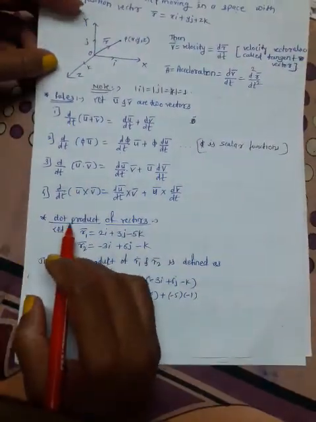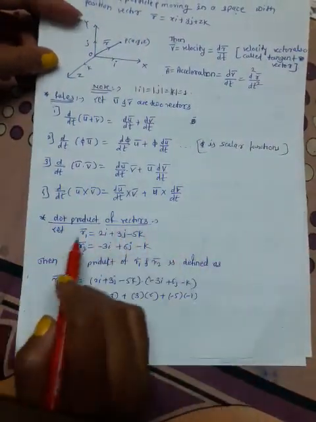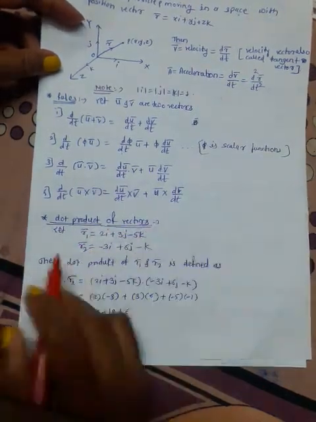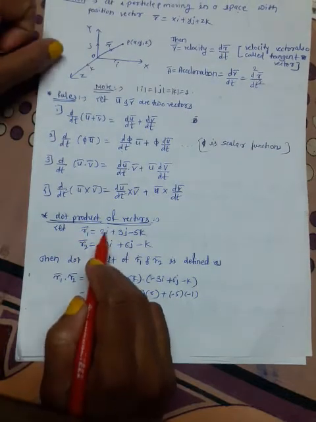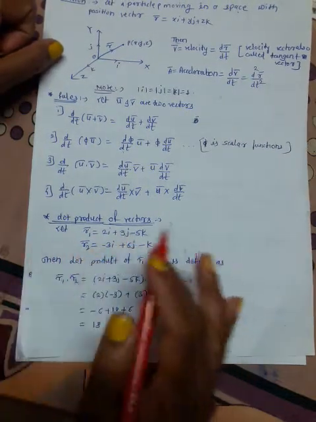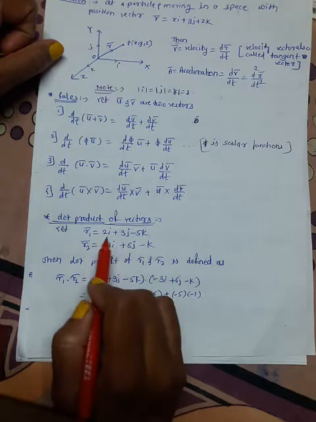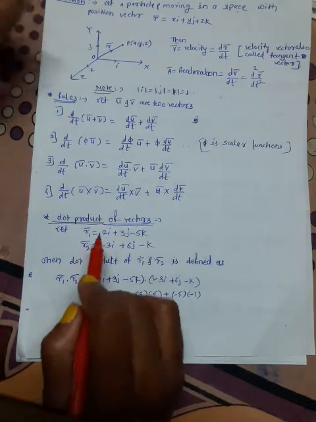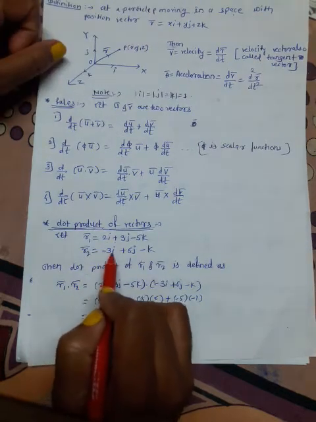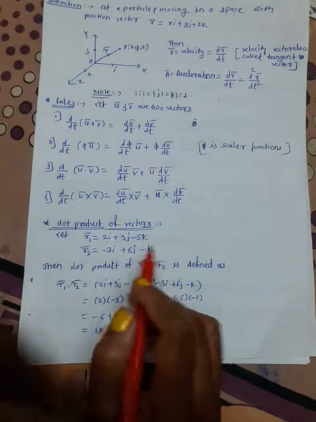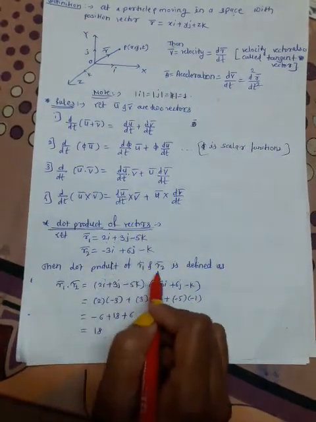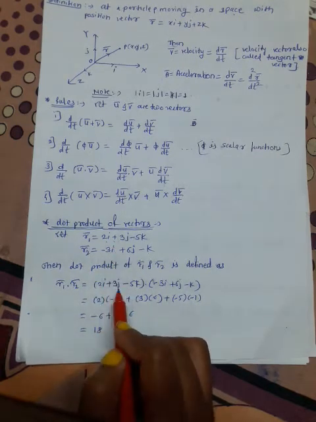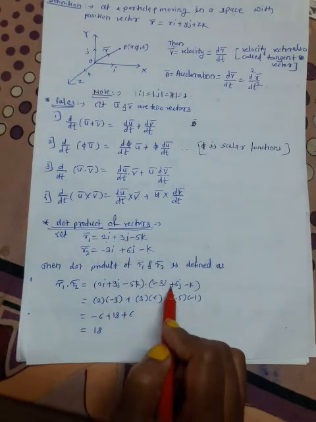Now let us see what we mean by the dot product and cross product of two vectors. Let us see first the dot product of vectors. Directly we are going to see examples. Suppose r1 bar is 2i plus 3j minus 5k, this is the first position vector, and let r2 bar be minus 3i plus 6j minus k. Now we are going to see the dot product of r1 bar and r2 bar.